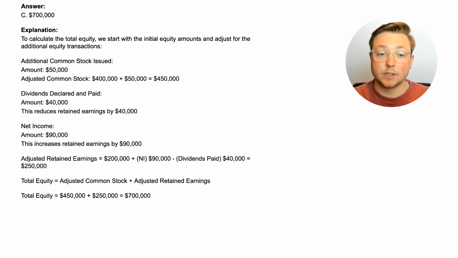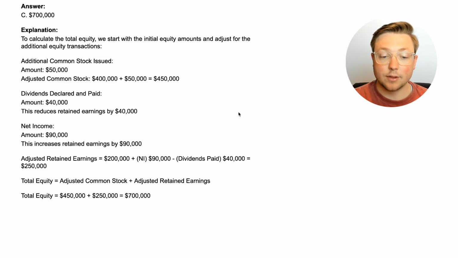So let's calculate this. To calculate the total equity, we start with the initial equity amounts and adjust for the additional equity transactions. Additional common stock issued, that means that the common stock increases by $50,000, going from $400,000 to $450,000. When we have dividends declared and paid, that's the important thing right there. These were actually paid. This reduces retained earnings by $40,000. And then the net income, we all know that that rolls from the income statement to the balance sheet in the retained earnings. So that increases retained earnings by $90,000.